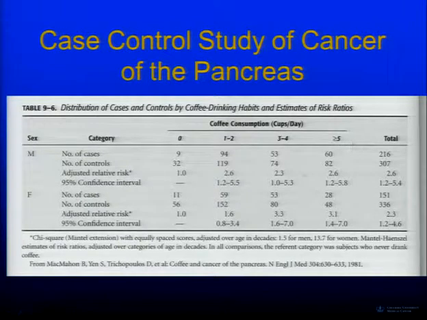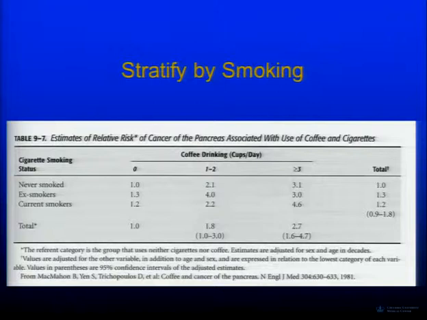So what's another risk factor besides coffee that maybe could impact pancreatic cancer? What's a major risk factor for cancer? Yeah. Right, smoking. So we know smoking is a strong risk factor for many cancers. So we stratify by smoking. And what that means is that we're looking now within categories of cigarette smoking, people that never smoked, people that were ex-smokers, or current smokers.